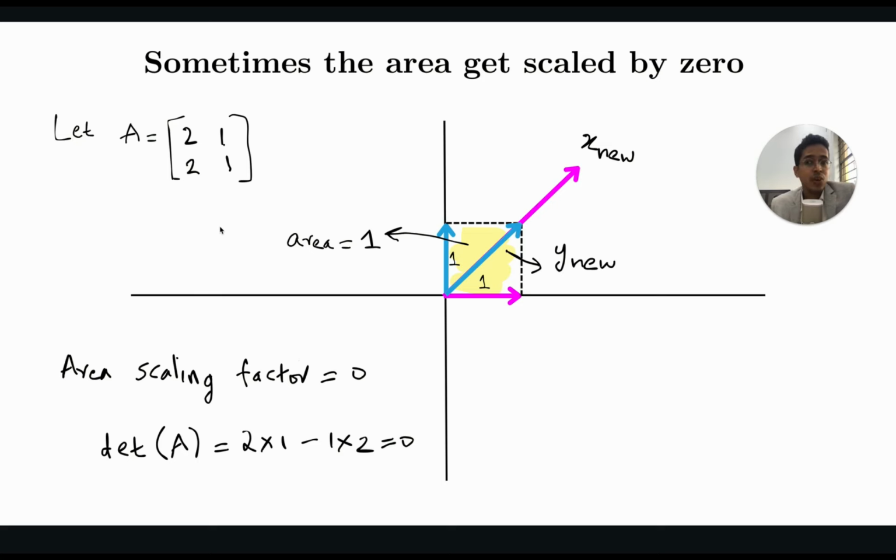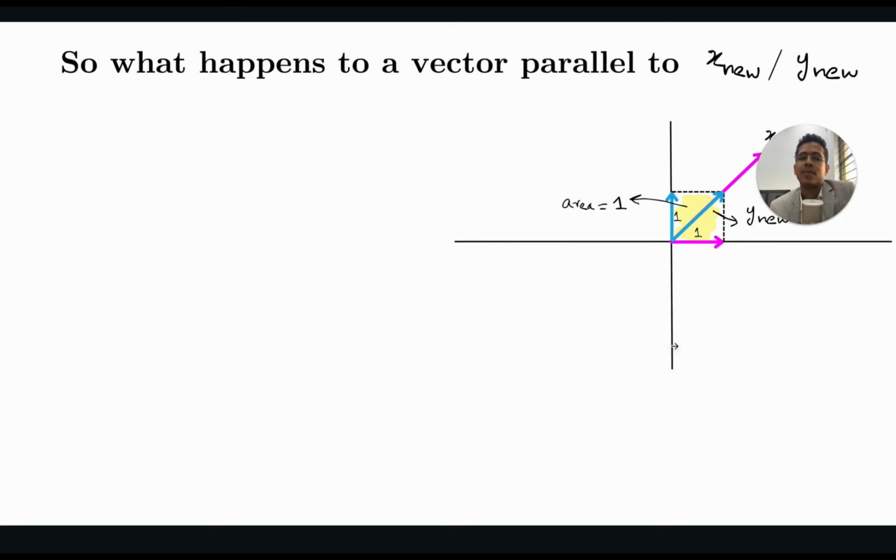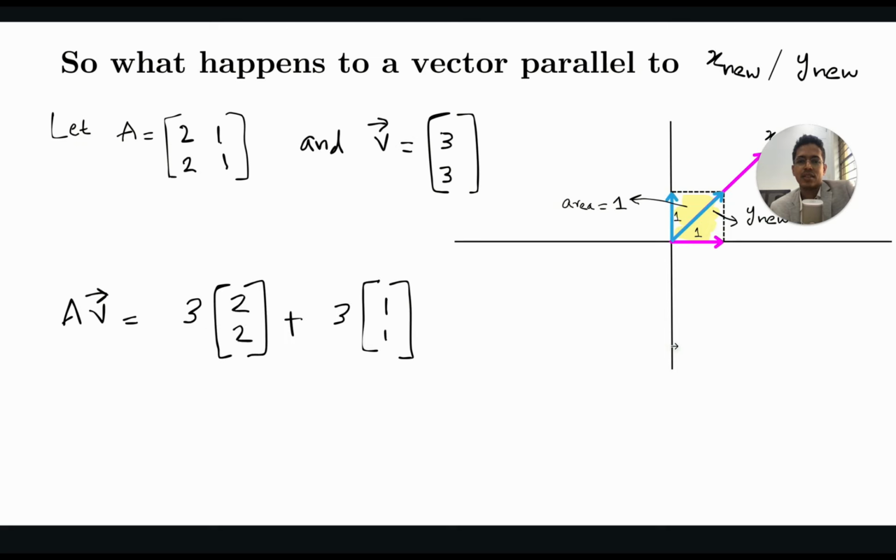But can you also see where x new and y new are? X new is 2, 2 and y new is 1, 1. So what this means is we are, just have a look at this. I'll go back.